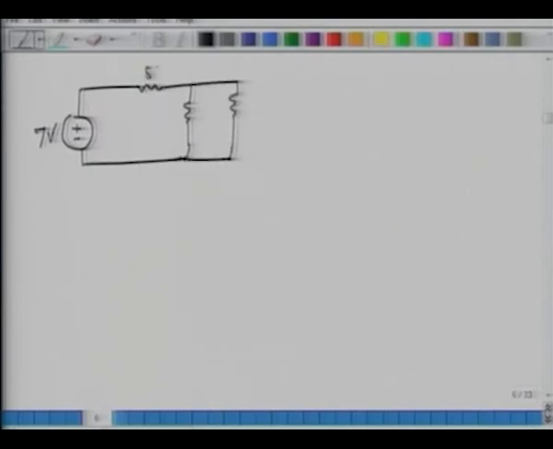So this is 8 ohms. The value of resistance here is 4. The value of resistance here is 2. So, the equations. I have 2 loops: loop 1, and this is loop 2. Let's say the current going in here is I1 and the current going here is I2.